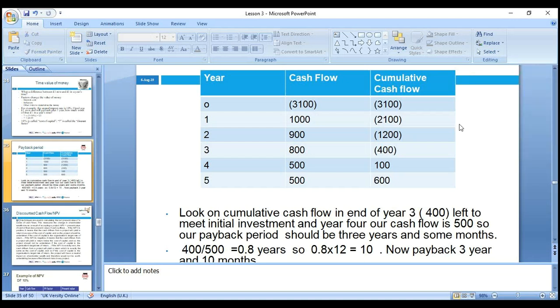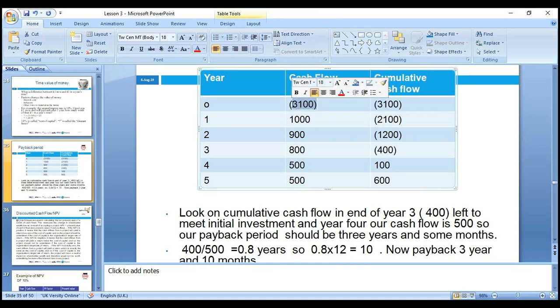So first is the payback period. This is the example. Here, we're investing £3,100 in the business. Year 0 means the current year, this year. Year 0 is the base year. Then after 1 year, I'm getting £1,000 back. I invested 3,100 and I'm getting £1,000 back, so I still have to cover £2,100, yes?